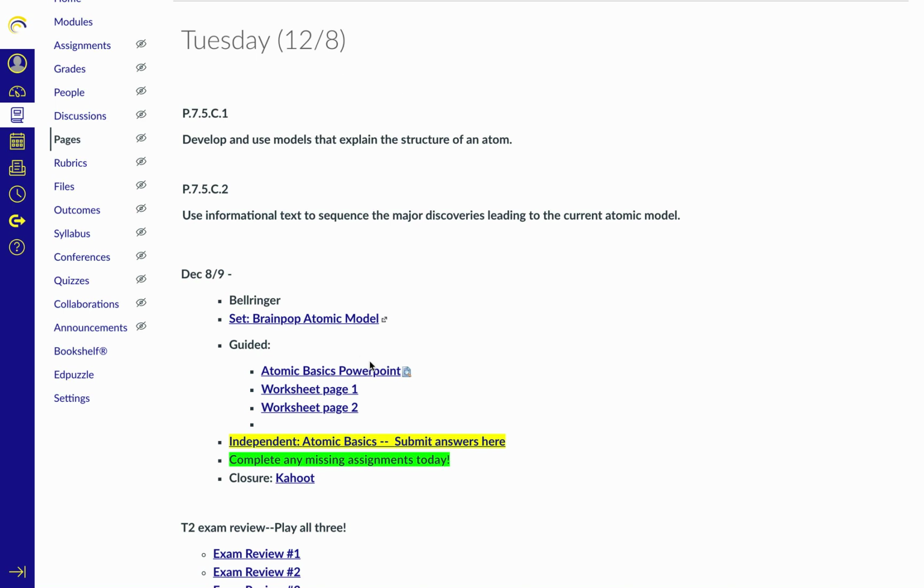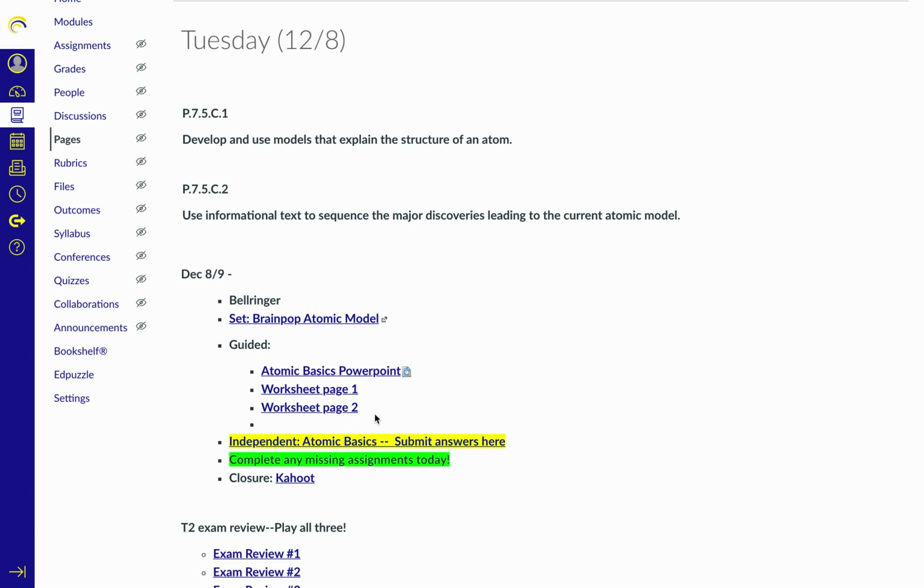And so I have the Atomic Basics PowerPoint that I'm about to go over. For those of you that are distance learners, you will need to open these 2 worksheets and follow along. And I am going to go over many of the answers, and then you will submit your answers here. So some of them I will help you with, and some you will need to work problems on your own. And lastly, complete any missing assignments.